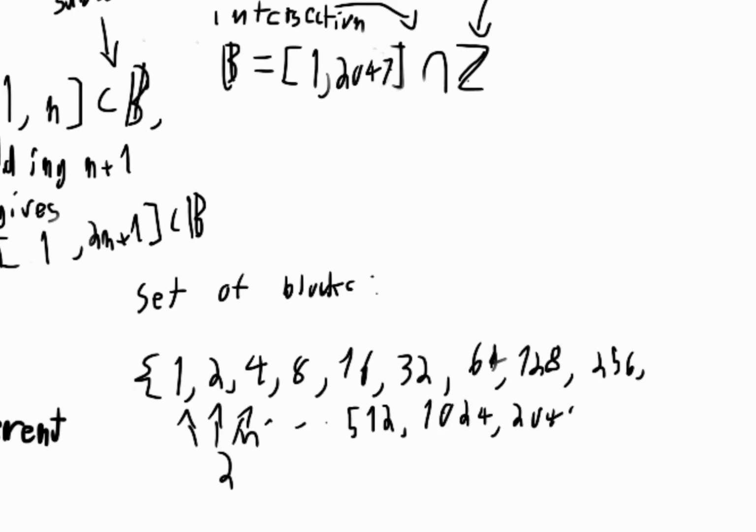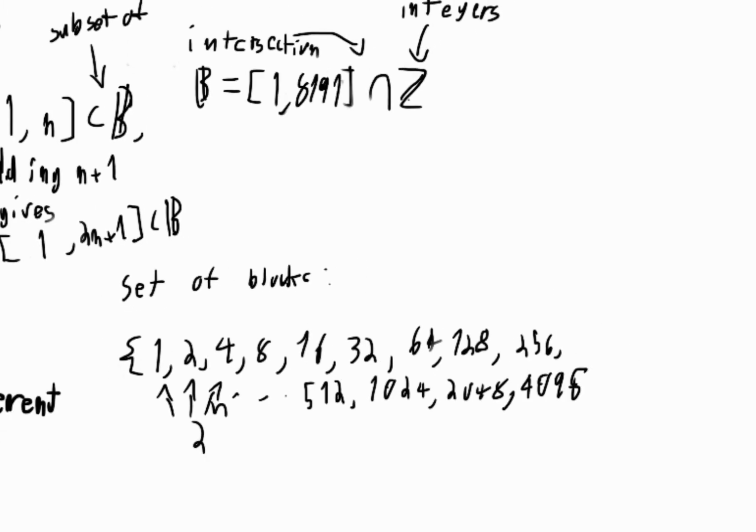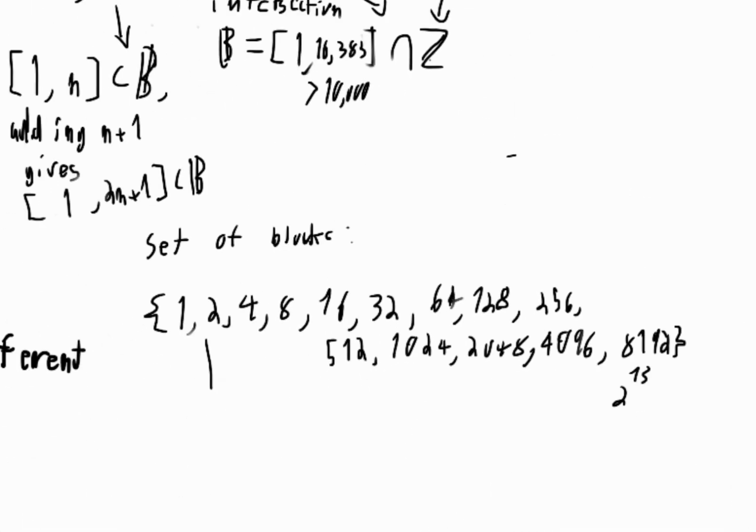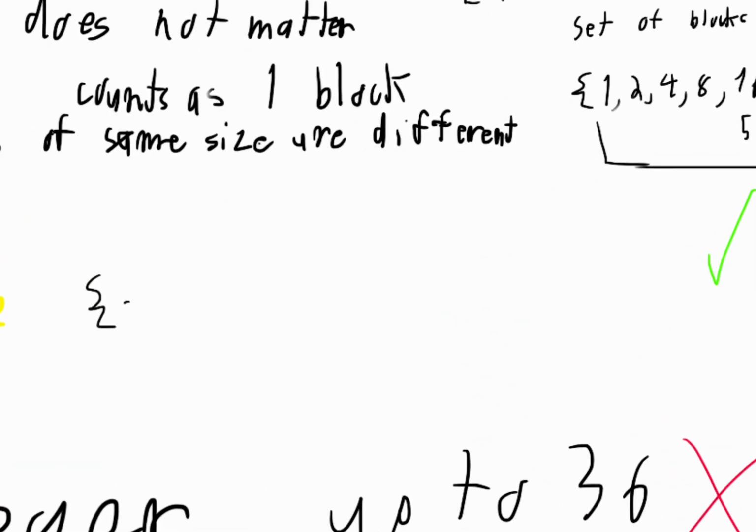For 9,999, we only need up to 8,192, which is 2 to the 13th, because we also need to keep 1, but the blocks require 14 total, which is way fewer than we have now. But how do we know that 14 is the absolute minimum?